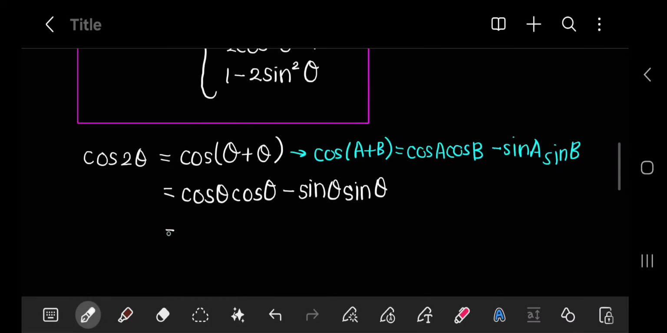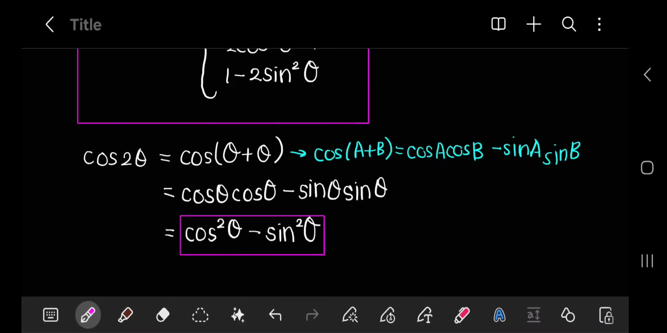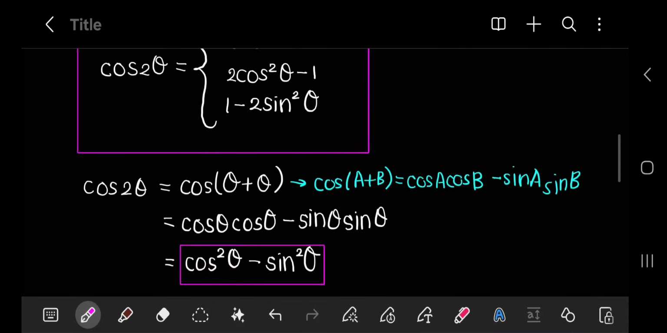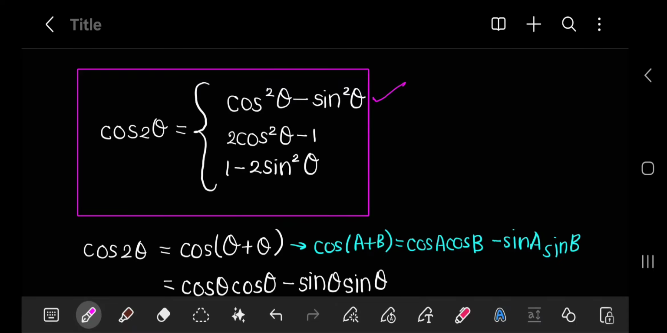Now, to simplify this, in your first term, you've got cos theta being multiplied with itself. So we can write that as cos squared theta. Then we have a minus, and we've got sine theta being multiplied with itself. So that is going to be sine squared theta. And at this point, we have proven that first expansion. So we have proven that cos squared theta minus sine squared theta is equal to cos 2 theta.